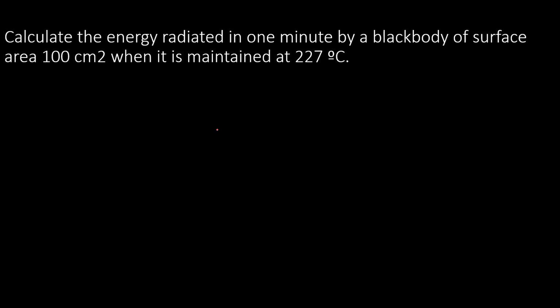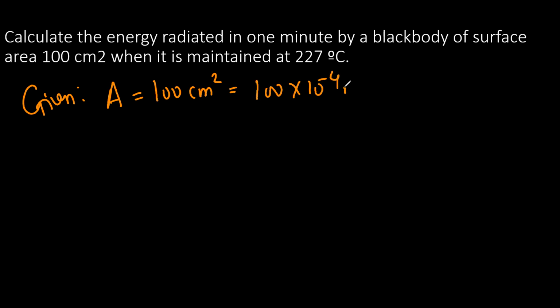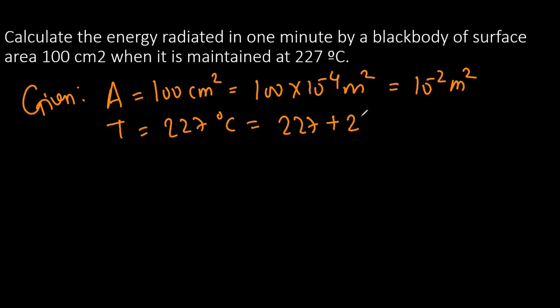We will calculate the energy radiated in 1 minute by the black body surface of area 100 centimeter square when it is maintained at 227 degrees Celsius. So what is given? The area is 100 centimeter square, so we get 100 into 10 raised to minus 4 meter square, that is equal to 10 raised to minus 2 meter square. Temperature is 227 degrees Celsius, so you add 273, and it will become 500 Kelvin.